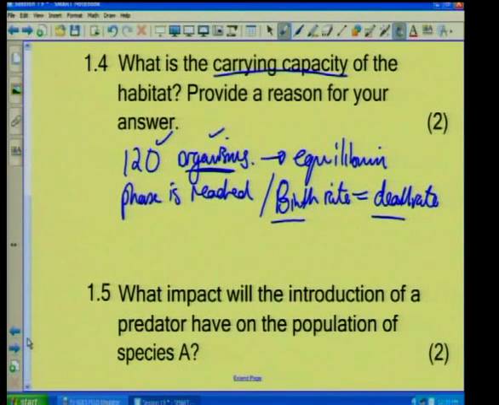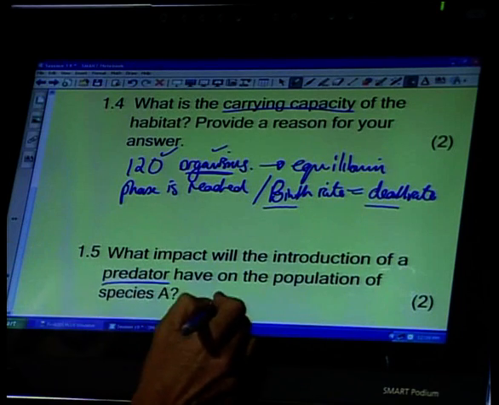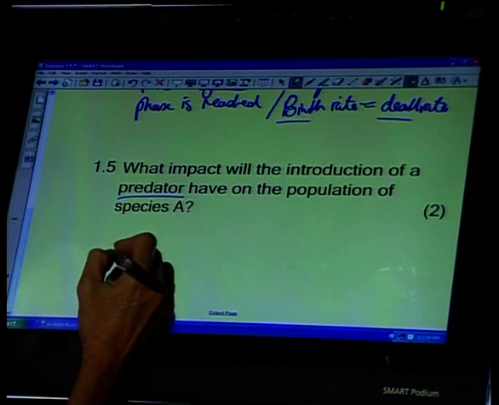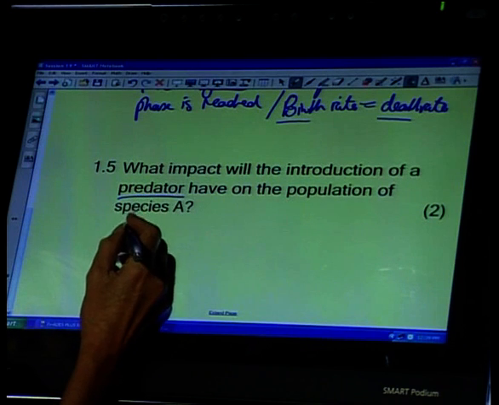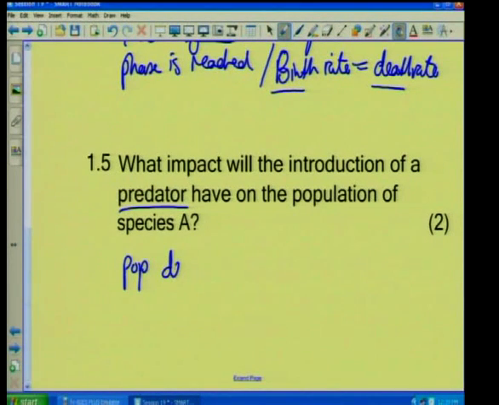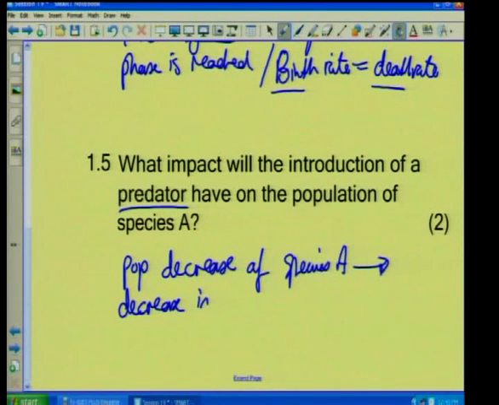What impact will the introduction of predators have on the population of species A? Now, if you now start introducing a predator, clearly the predator is going to cause that population to decrease. So you're going to have a population decrease of species A. And the minute that happens, this is going to lead to a decrease in environmental resistance. And the minute you have a decrease in environmental resistance, it's going to give species A a chance to increase again. So there's always this cycle.